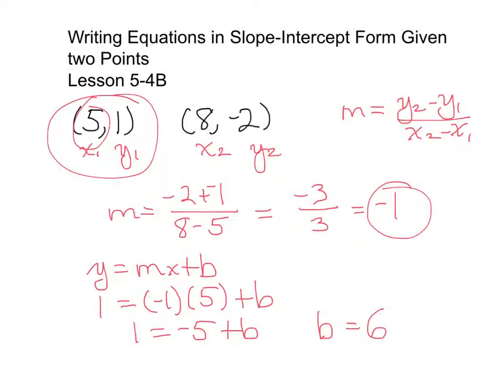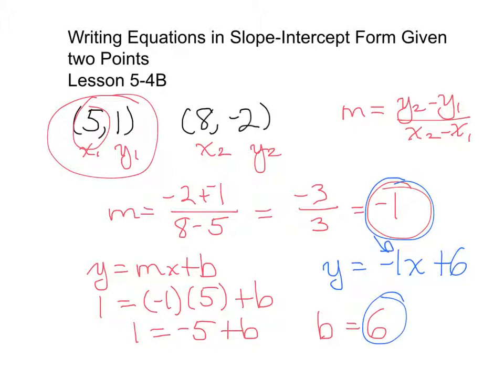Okay? So once we have those two, then we could go ahead and rewrite our equation as y is equal to negative 1 x plus 6. Y equals mx plus b. Okay? So the 1 came from here, and the 6 came from right there. Let's show one more example.